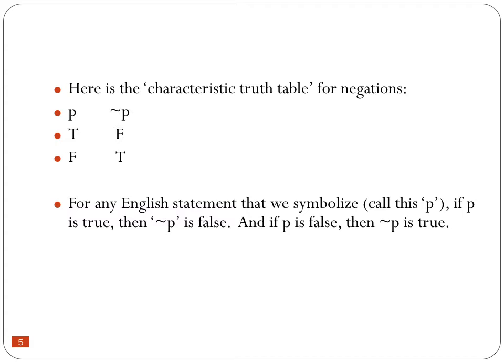So let's say Ryan lives in California is P, that's true. Then saying I don't live in California, that's false. That would be not P, and that would be false. But suppose that P is Ryan lives in Florida, that would be false. And saying that I don't live in Florida would be true.